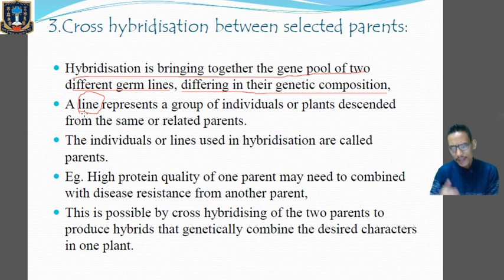Whatever desirable characteristics are present in the parent have to be inherited, that is, transmitted to the progeny. This is only possible with the help of cross hybridization, which produces the hybrid. The hybrid will be genetically different from the parents. Why? Because the parental generations carry only one character, either higher production or disease resistance, but the hybrid will contain two genetic characters: number one, higher production, and number two, disease resistance. This is only possible with the cross hybridization technique.